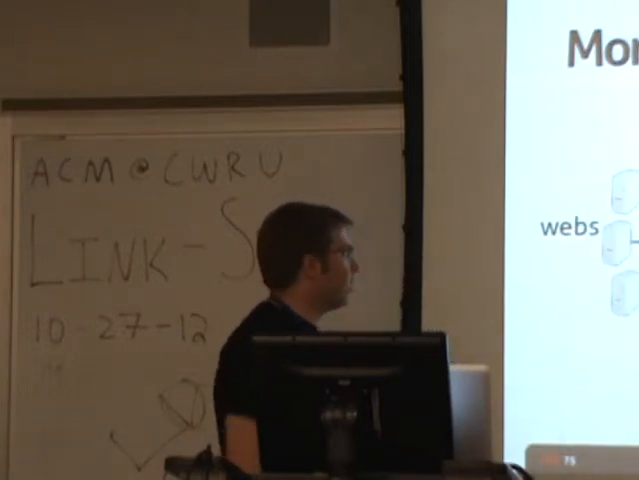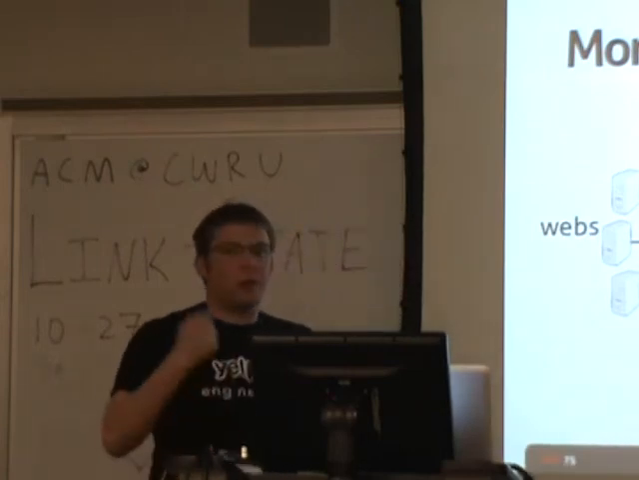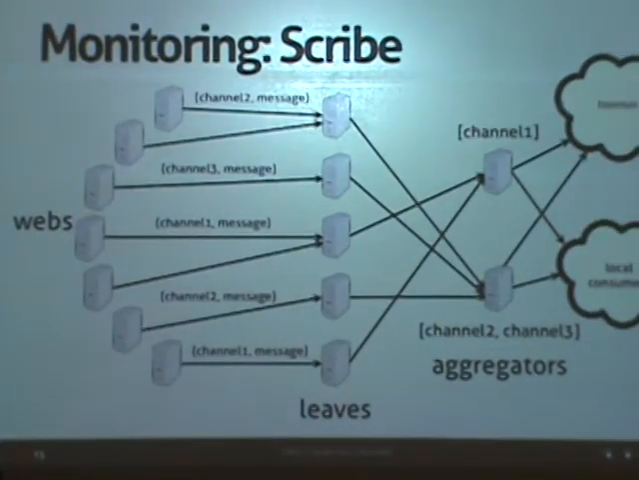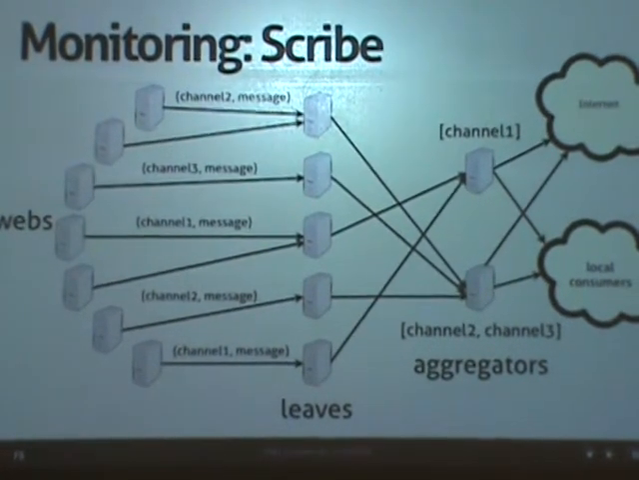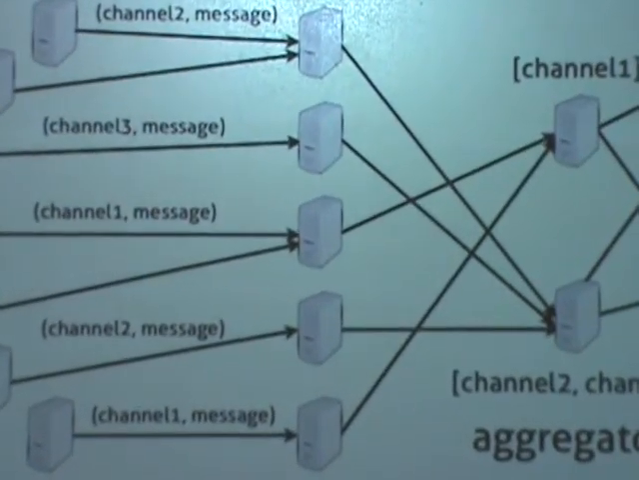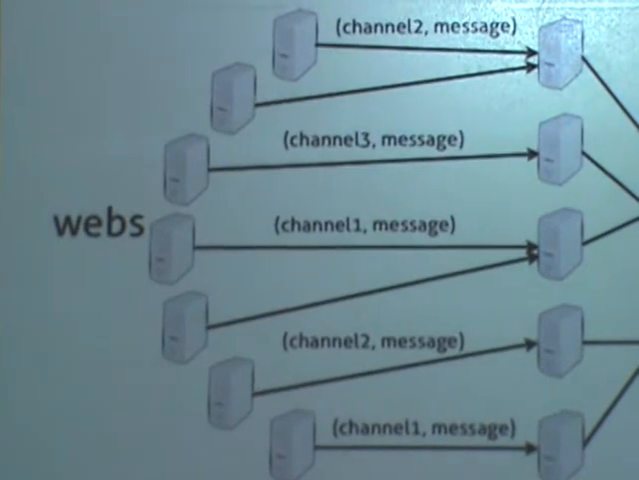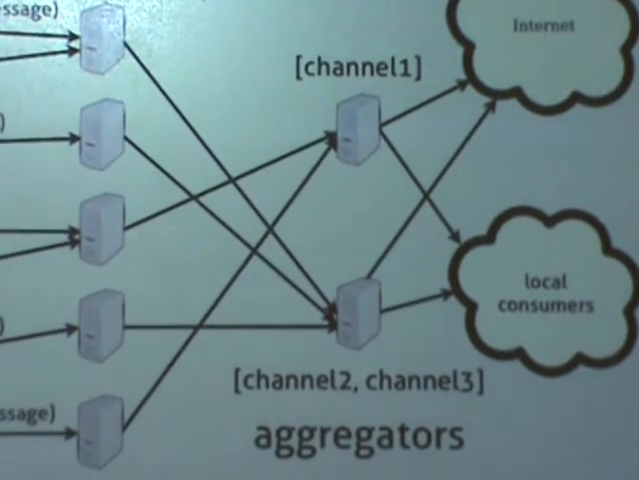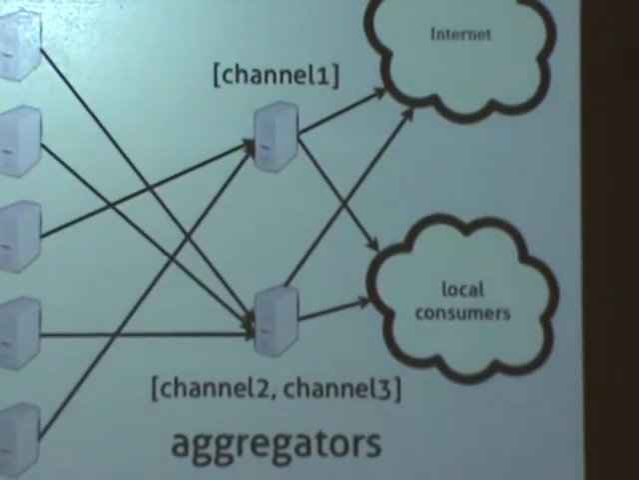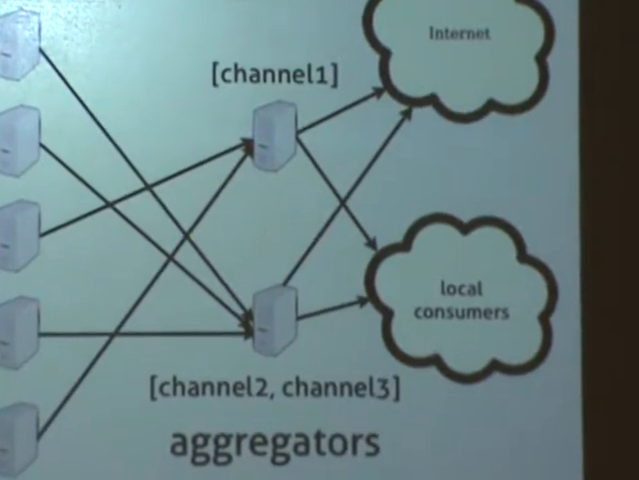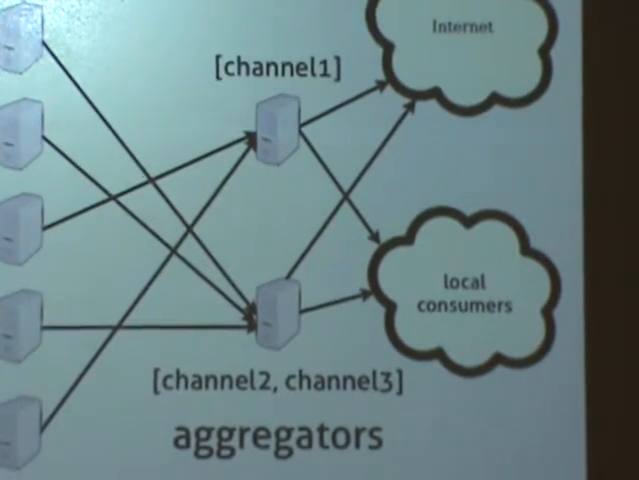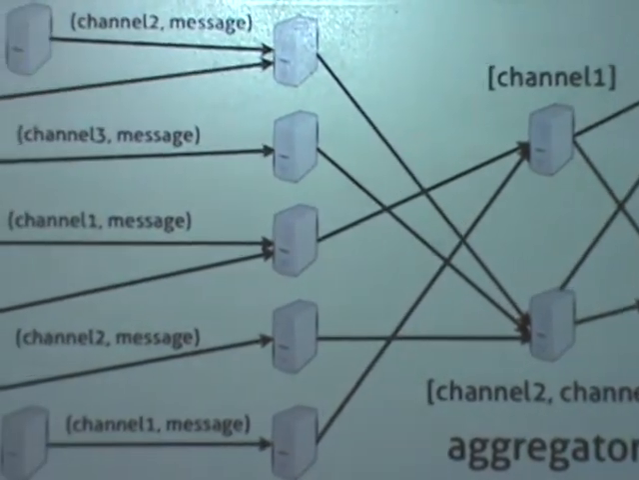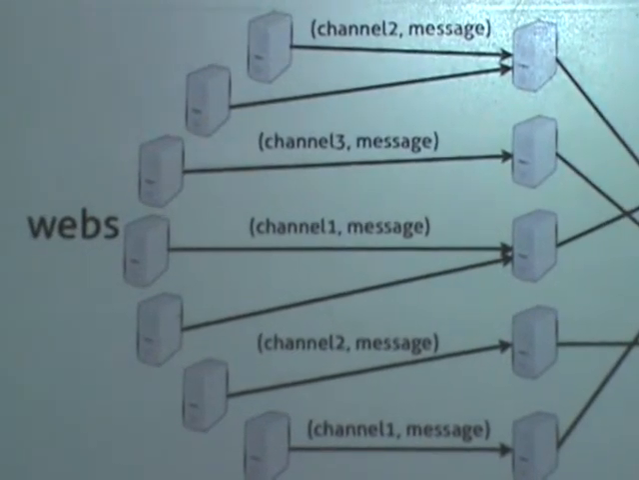This is what a typical Scribe setup looks like. You've got a bunch of web servers that are emitting log lines with certain channels. They hit a leaf node. The leaf node collects it and says, okay, I know about this. And then occasionally an aggregator comes along and says, hey, what do you know about channel 1 or channel 3? And then the leaf node ships off its logs to it. Then the aggregators make that into a coherent file-like stream. And once you've collected a day or an hour or whatever your log granularity is, you can ship it off to the internet or local consumers. Or, the thing I left out here is you can actually have local consumers tail a log in real time as if it was a file on a file system.